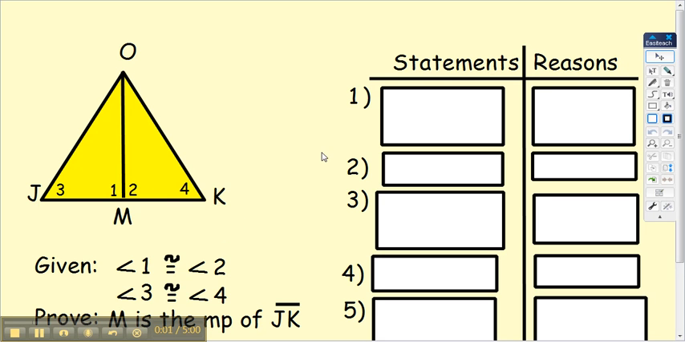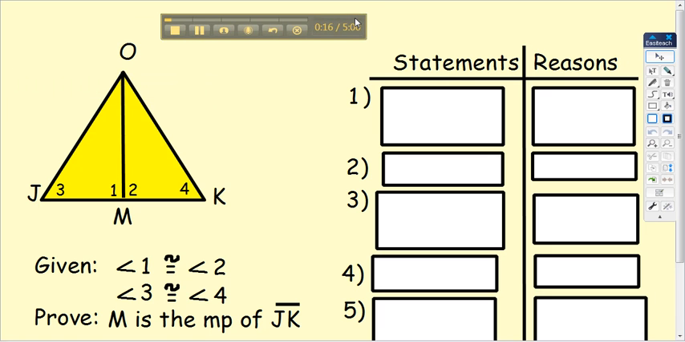Alright, here's another proof. Notice we have triangle OJK, but it's also split into two triangles, OMJ and OMK. We have angles 1, 2, 3, and 4. And now we're going to look at the given. Remember, I'm going to slide this up here.